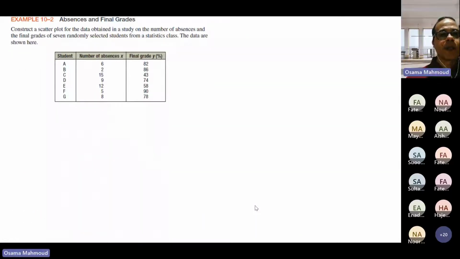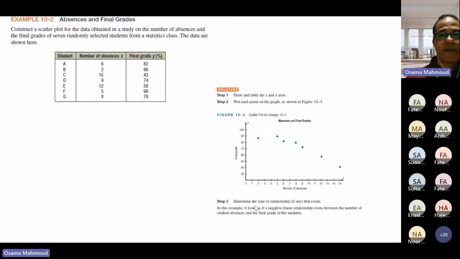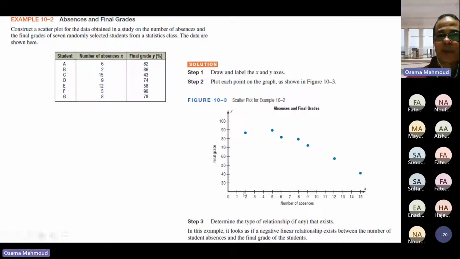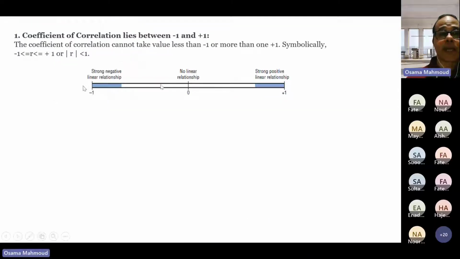Let's go for this one. The number of absences and the final grade, we know this relation is negative, right? From the scatter plot. So I guarantee there is a linear relation. And from left to right, going down from the scatter plot, so the relation is negative, right? Okay. Now I would like to check the coefficient of correlation, which has a value between negative one and positive one. If it is zero, it means you have no linear relationship.